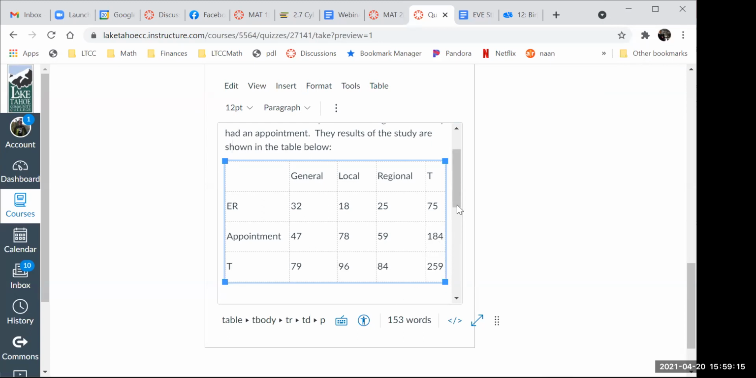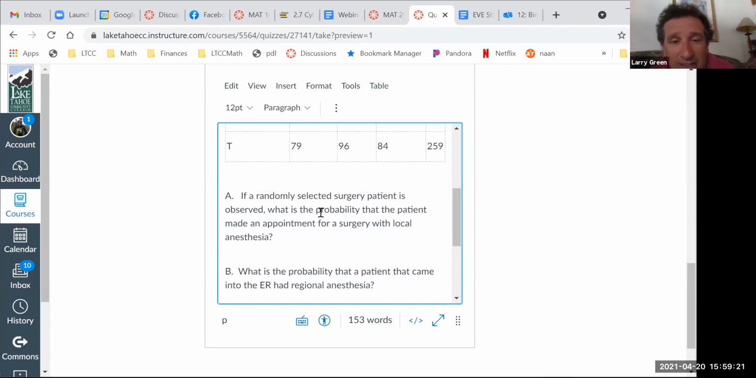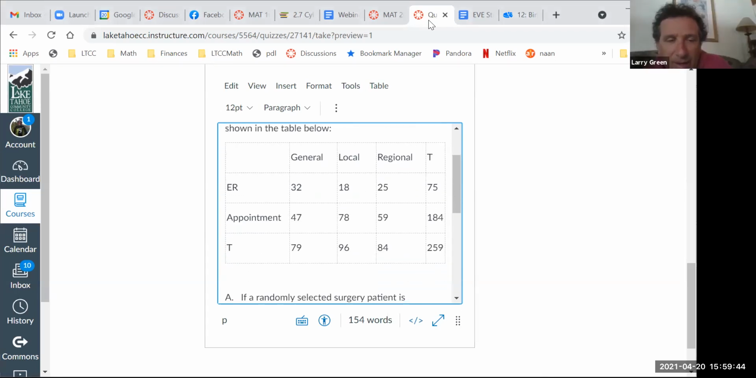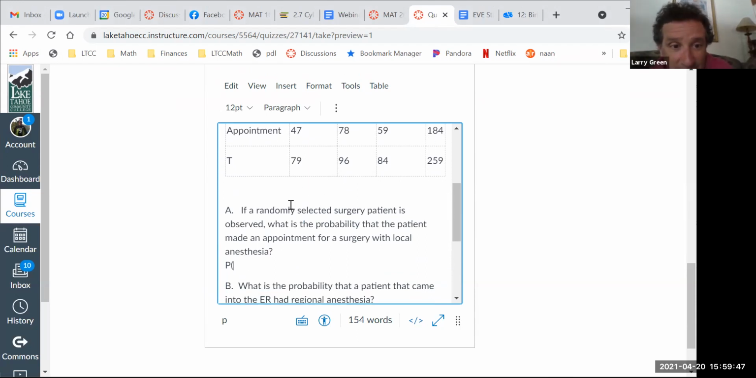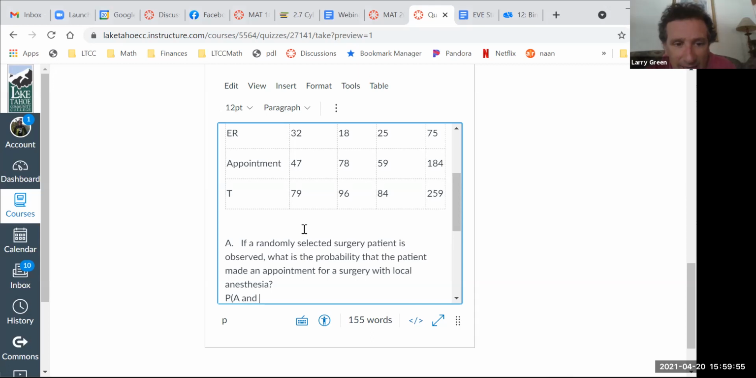So now that we have the totals, we can answer some questions. If a randomly selected surgery patient is observed, what's the probability that patient made an appointment for a surgery with local anesthesia? Okay, so that's a probability. It's always good to write it in symbols. So it's P of appointment and local. So there's appointment and local, I can call that A and L.